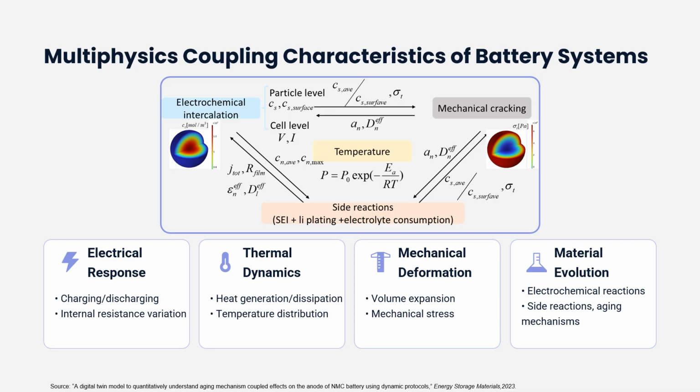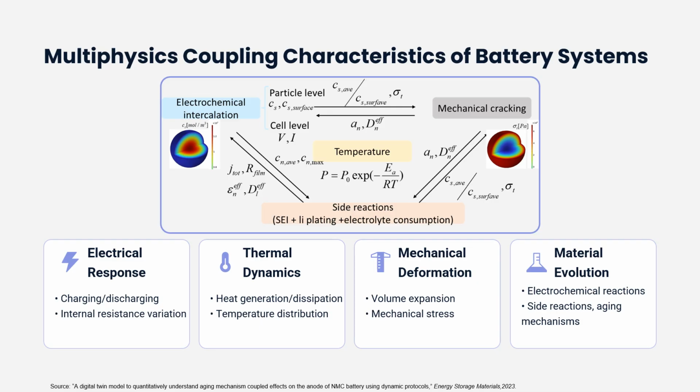Battery systems make these challenges easy to visualize. No physical process acts alone. Electrochemistry generates heat. Temperature influences reaction rates. Mechanical stress leads to cracking. Degradation alters electrochemical behavior. Each process influences the other. That's multiphysics coupling. The challenge is describing how they evolve together.